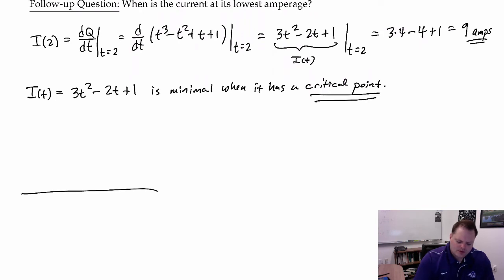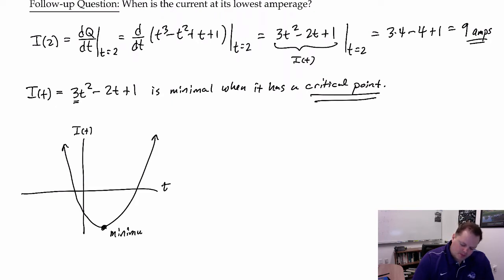So whatever this graph looks like, I know it passes through 1, so it's probably looking something like this. And I know it opens up because it has a positive leading coefficient. So this point here would be the minimum amperage. And the idea is this point is a point where the graph changes from having negative slopes to having positive slopes, which means at this point it has a slope of 0. So places where a graph has slopes of 0, those are potentially critical points.